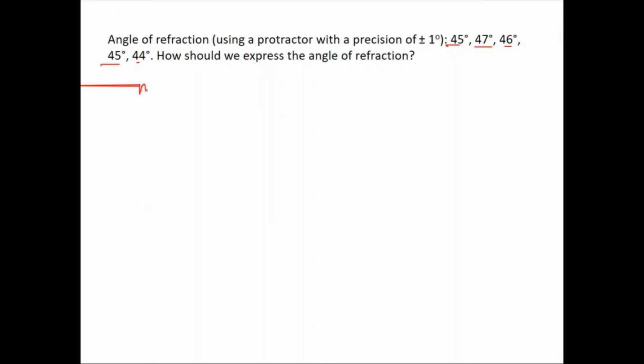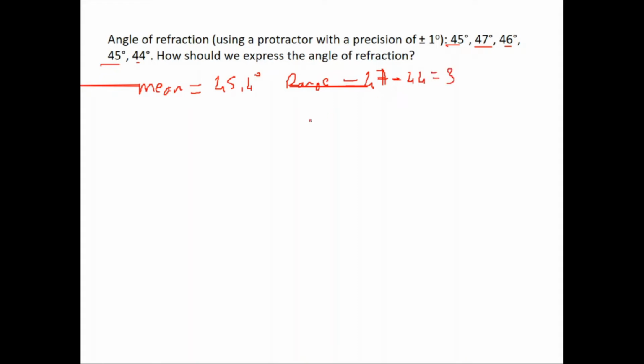If we calculate the mean, it will be 45.4 degrees. And the range of these measurement values will be equal to the highest value minus the smallest value, which is 47 minus 44. So this is going to be equal to 3.